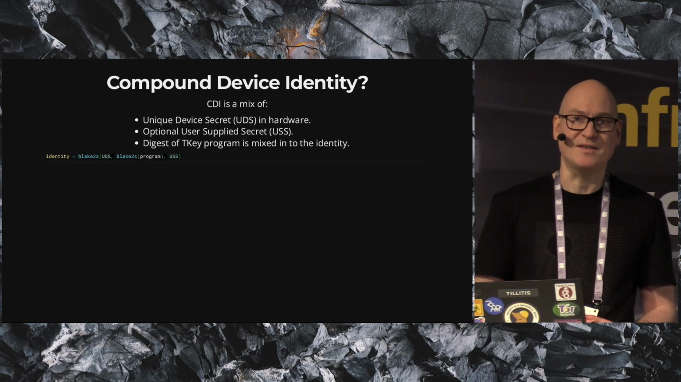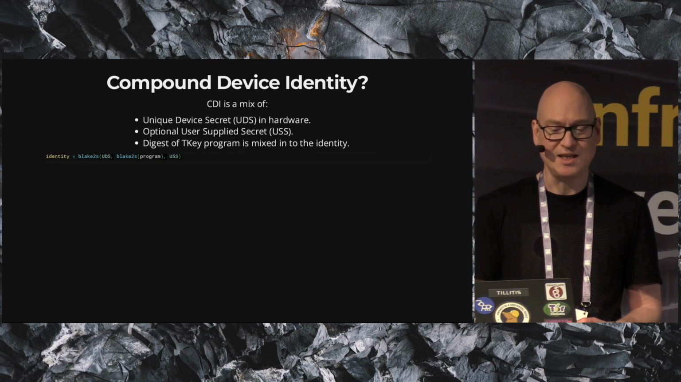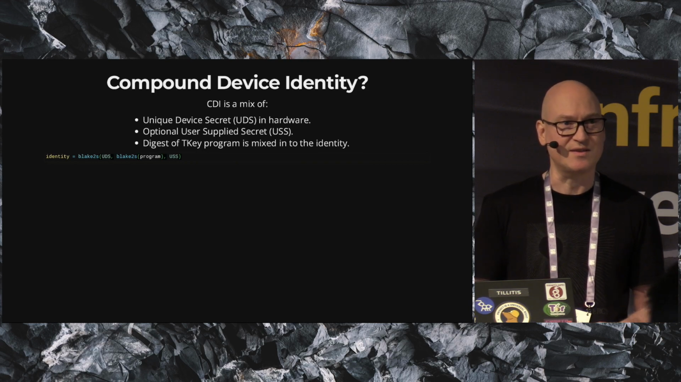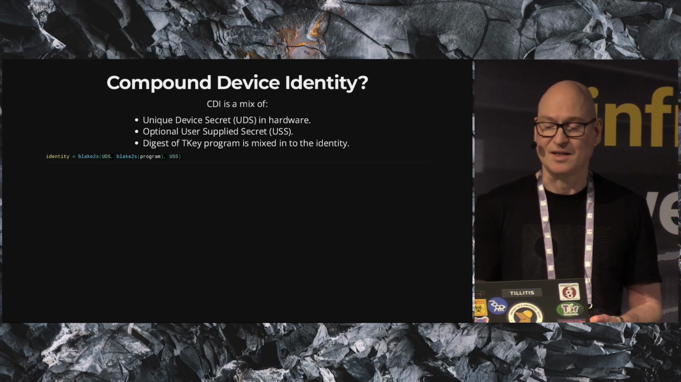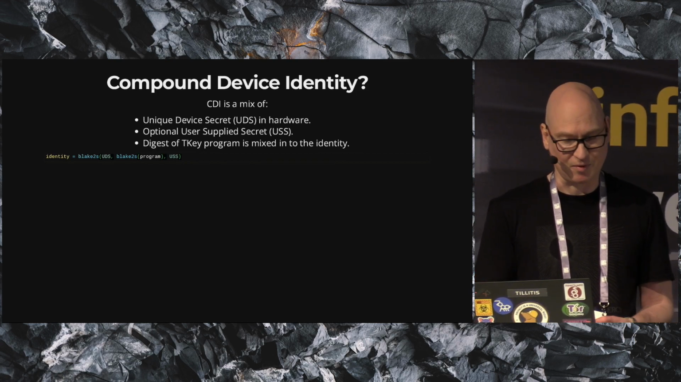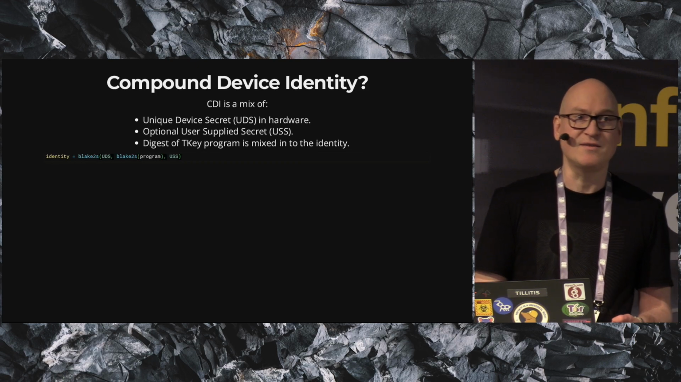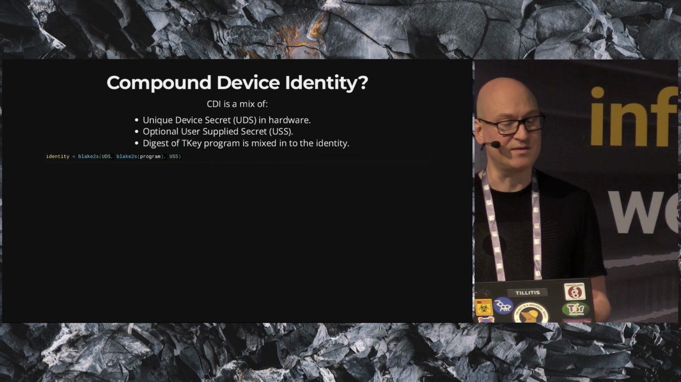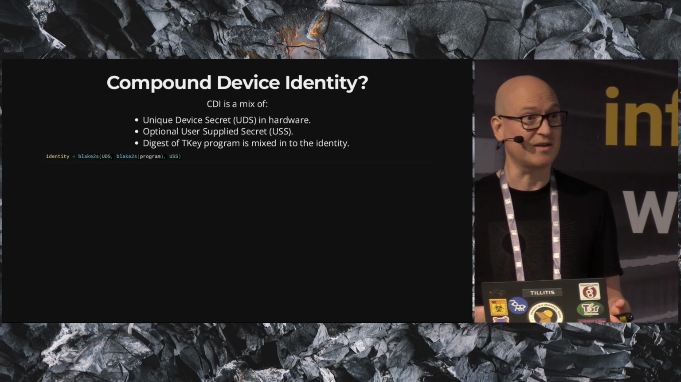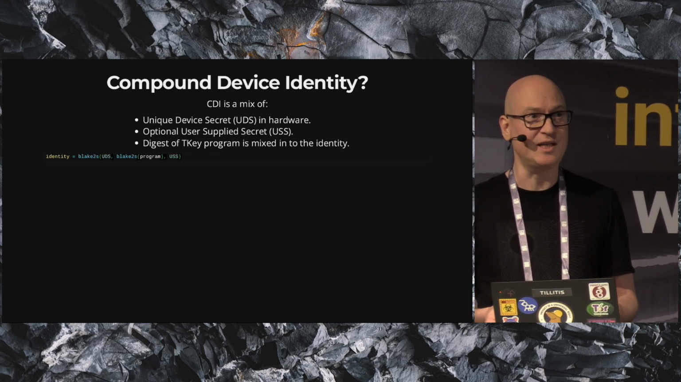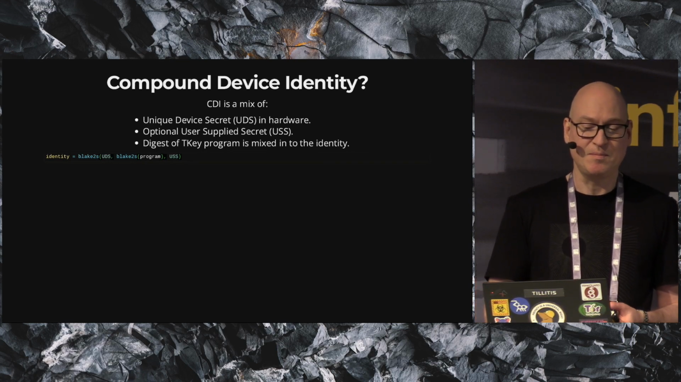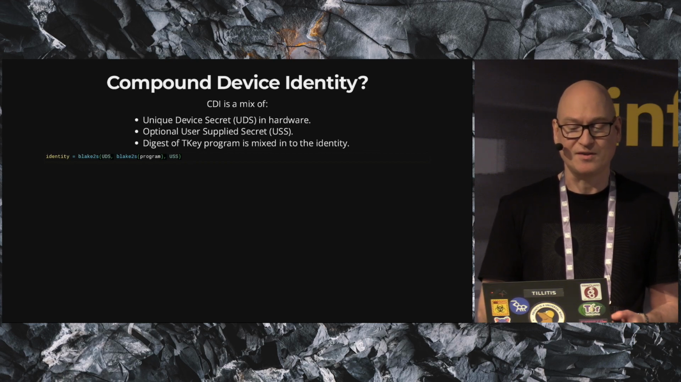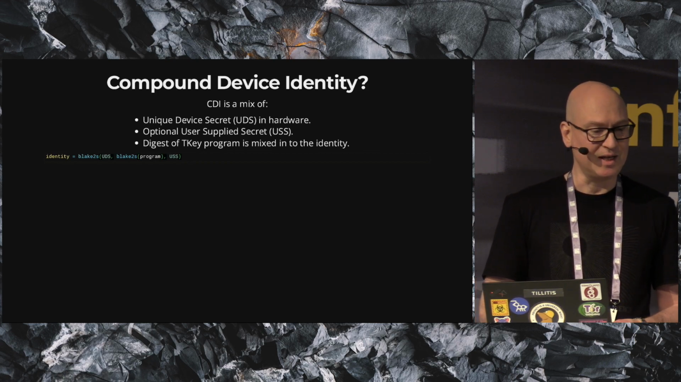How is this compound device identity created? Each TKey has a unique device secret, UDS, in hardware. The user can, but doesn't have to, provide a user-supplied secret, the USS, when loading the program. Note that this is not a password or a passphrase or a PIN, since there is no correct answer. This is just additional data to create the new identity. The entire TKey program is hashed, and the digest is mixed with others in another hash function, like you can see here. It's a Blake2s.